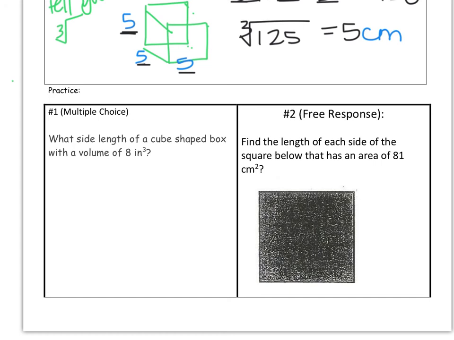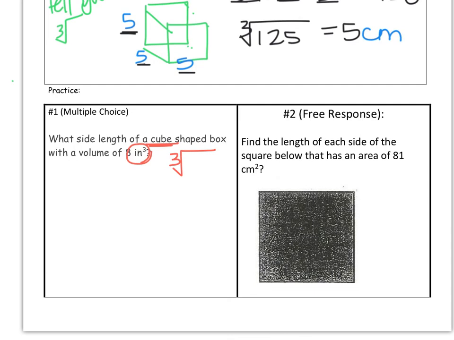Multiple choice question number 1. What is the side length of a cube-shaped box with a volume of 8 inches cubed? So again, we're talking about a cube-shaped box, and there's a 3 here. So that tells us we're going to cube root.